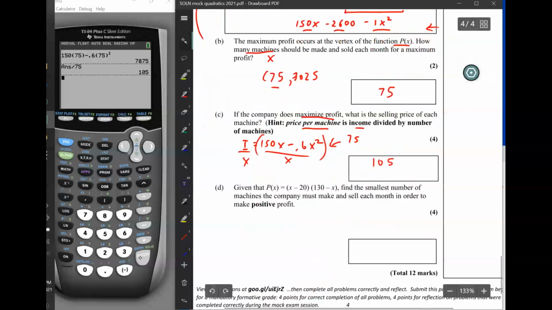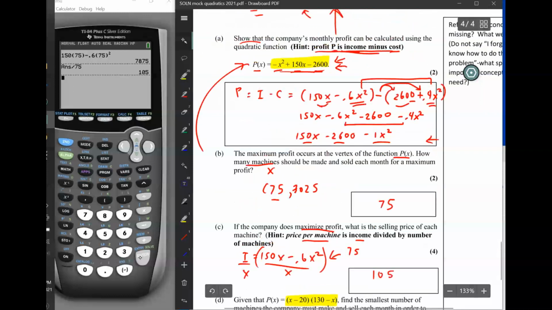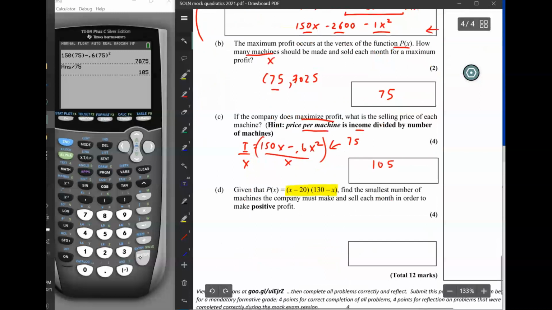Anything else? Yes. Given that P is equal to, they give us another function for P, and this function for P is the same as the other one, but what kind of form is this? This is factored form, right? The one above is standard form. Okay, now what are they going to ask? Find the smallest number of machines the company must make and sell each month in order to make a positive profit. Okay, so what do they mean by that?